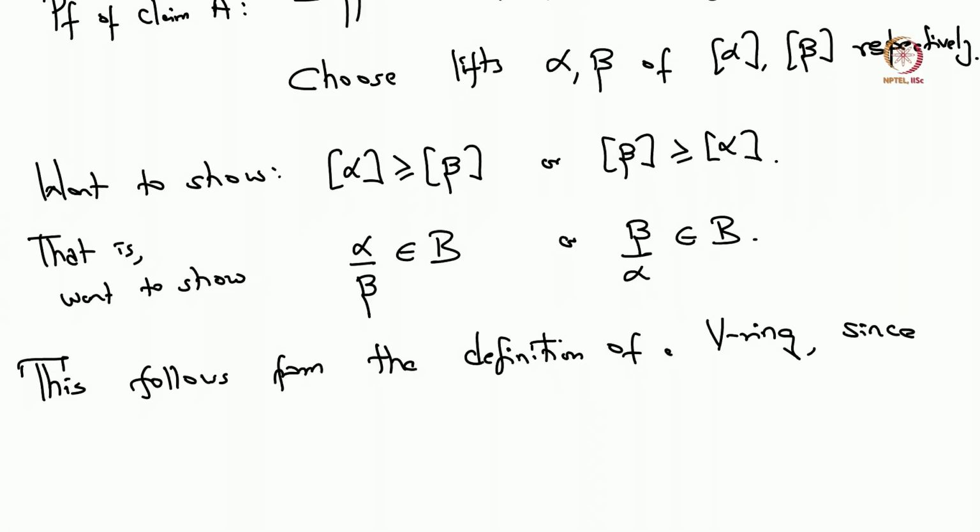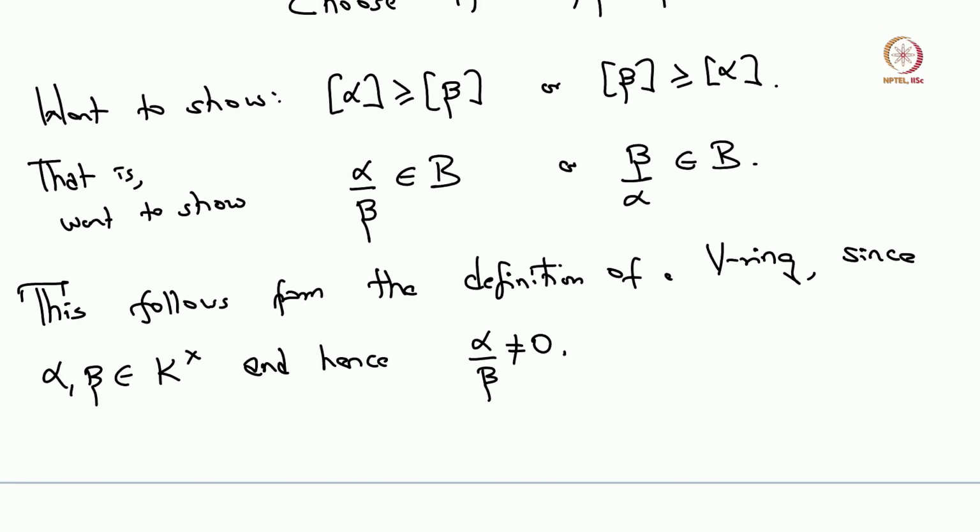Since alpha and beta belong to K cross, and hence alpha over beta is not 0. And so by the definition of the property of B being a V ring, we have either alpha over beta belongs to B, or its inverse belongs to B. And what's the inverse of alpha over beta? It's beta over alpha.